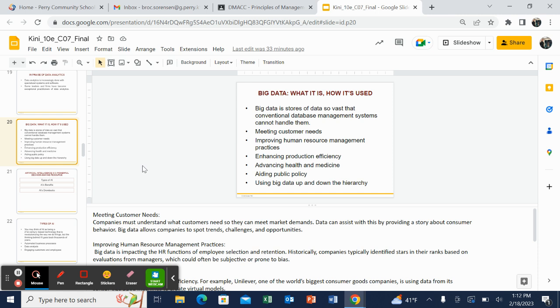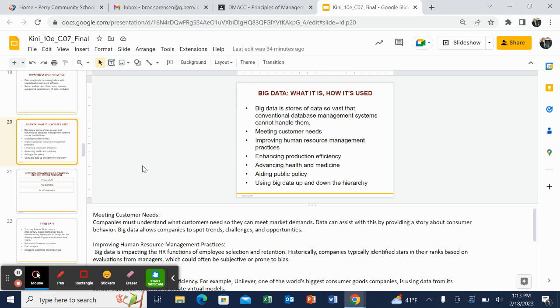It enhances production efficiency. When we talk about production efficiency, when we're manufacturing goods, how can we most effectively produce them? What are the best production techniques that we can use to produce products more efficiently? Advanced health and medical information is another example of how big data can help. Believe it or not, this can help doctors with their decision making on how to best treat patients.